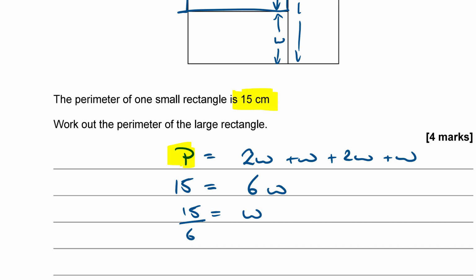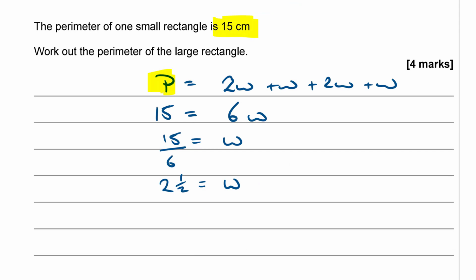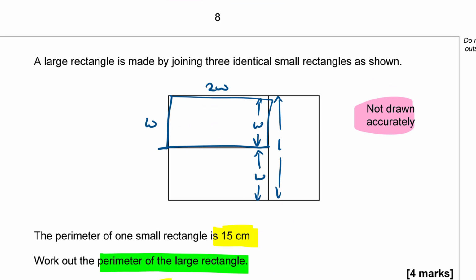So 6 goes into 15 twice, remainder 3. So W is 2 and 3/6, or 2.5, isn't it? 2.5. Now, the question actually wants us to work out the perimeter of the large rectangle. So if we come back to our diagram, then our large rectangle is going to be, from here to here, 3 W's, isn't it? It's 2W and a W, which is 3 W's. And then down here is 2 W's. So it's 3W, 2W, 3W, 2W, which is 10W, isn't it?